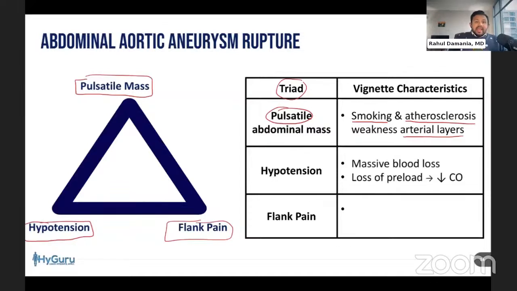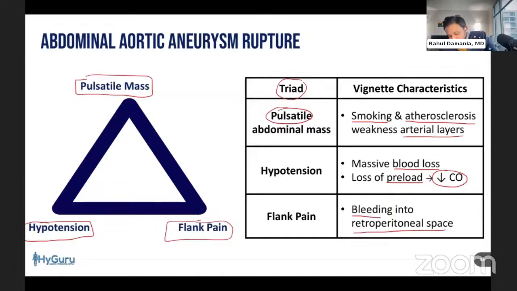In a ruptured AAA, there is going to be a massive blood loss. These patients are going to have hemorrhagic shock. Remember that from a cardiac standpoint that is going to reduce your preload. And if you reduce your preload, your stroke volume is reduced, and thus you are going to get less cardiac output. Patients who have an AAA may have flank pain, and this represents bleeding into the retroperitoneal space. Recall the aorta, just like the kidneys, are retroperitoneal structures.